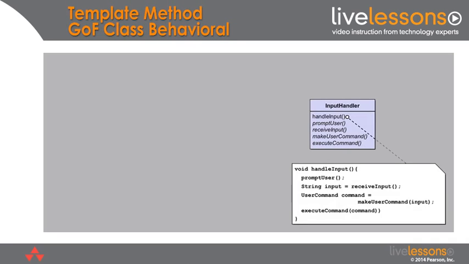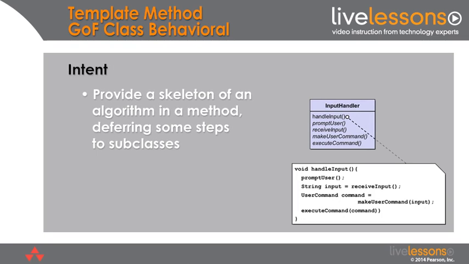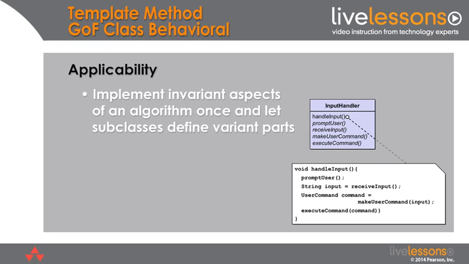The way in which we arrange these roles and responsibilities corresponds nicely to one of the patterns in the Gang of Four book called template method. The intent of this pattern is to provide a skeleton of an algorithm in a method, but deferring certain steps to subclasses. You should consider applying this pattern under a number of conditions.